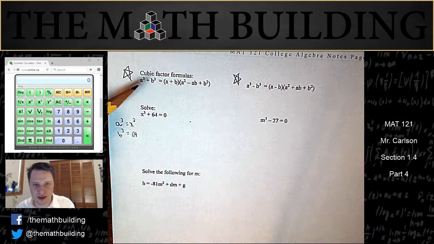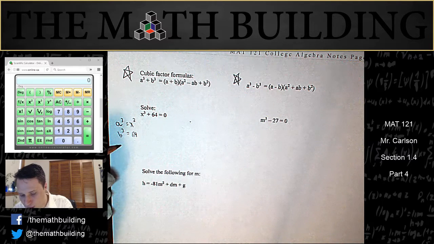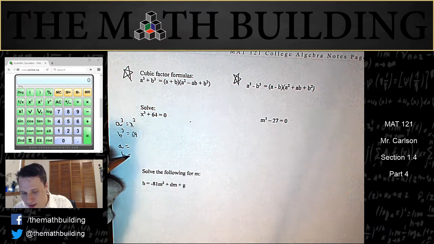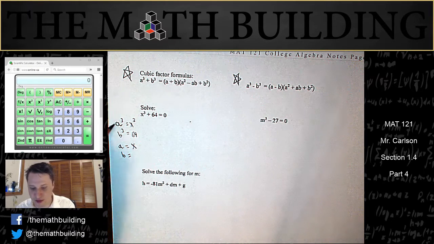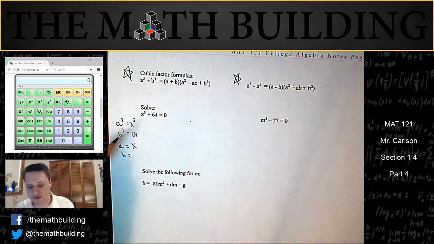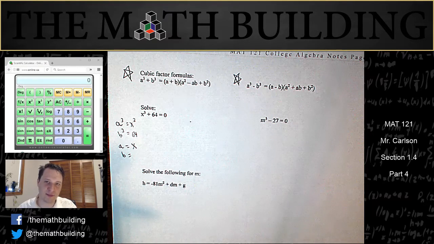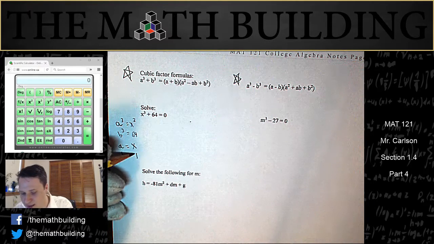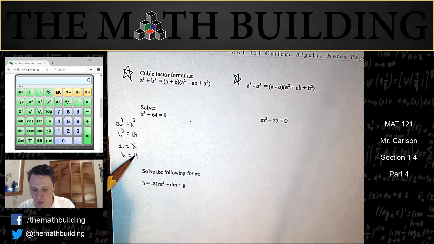The a to the 3 is the first x to the 3. The b to the 3 is represented by 64. So once you know what a to the 3 and b to the 3 are, it would be nice to know what a and b are. Well, a is easy. A is just going to be x. If a to the 3 equals x to the 3, then a equals x. And what number times itself 3 times is 64? You might need to play around on the calculator a little bit to get that, but 4 times 4 times 4 is 64. So in this case, a equals x, b equals 4.